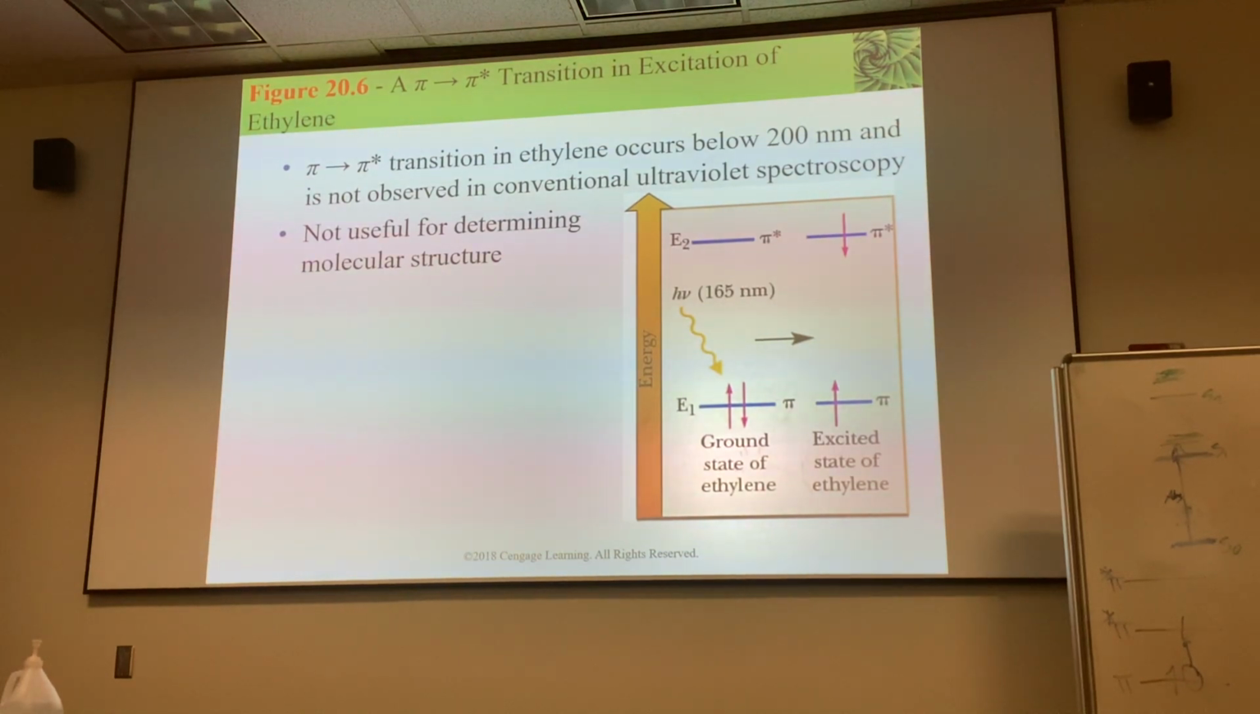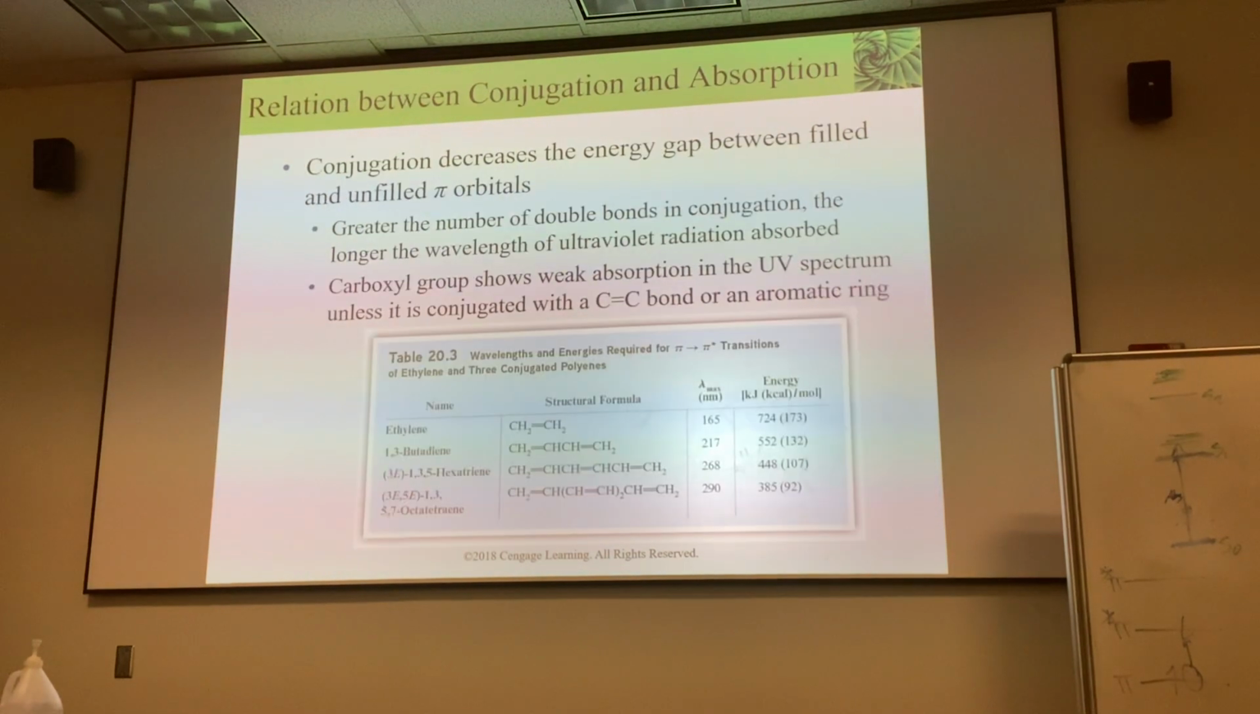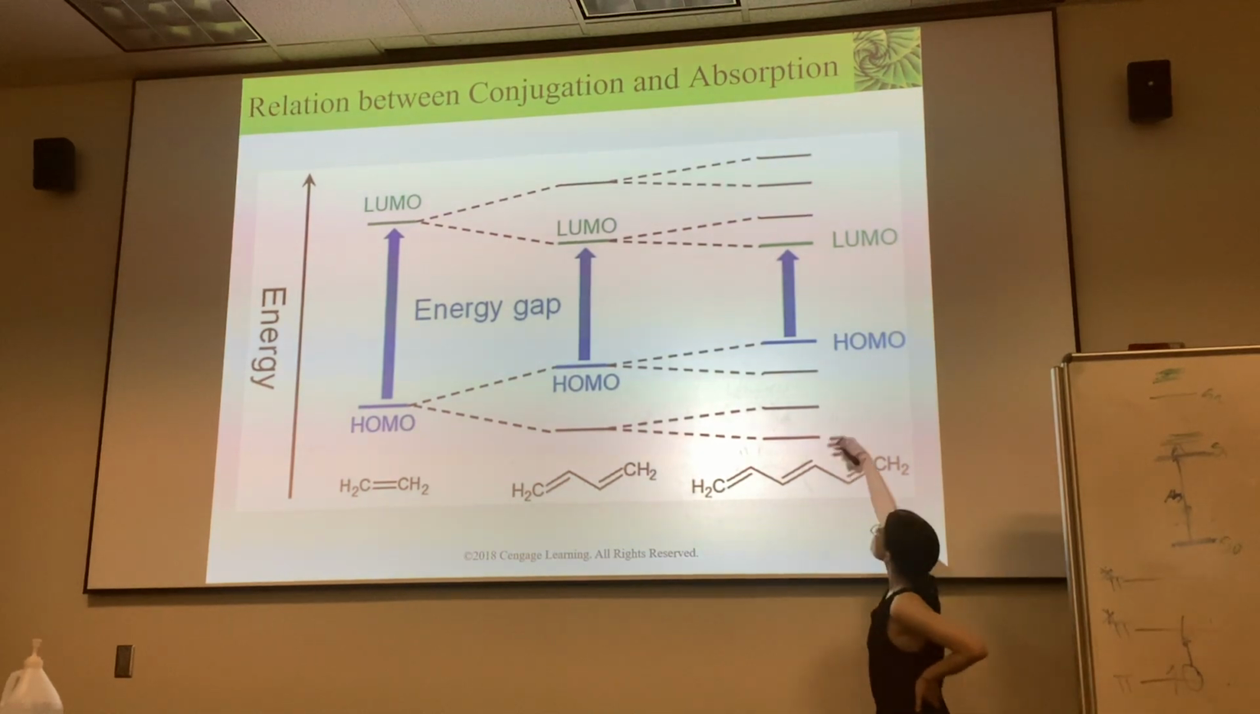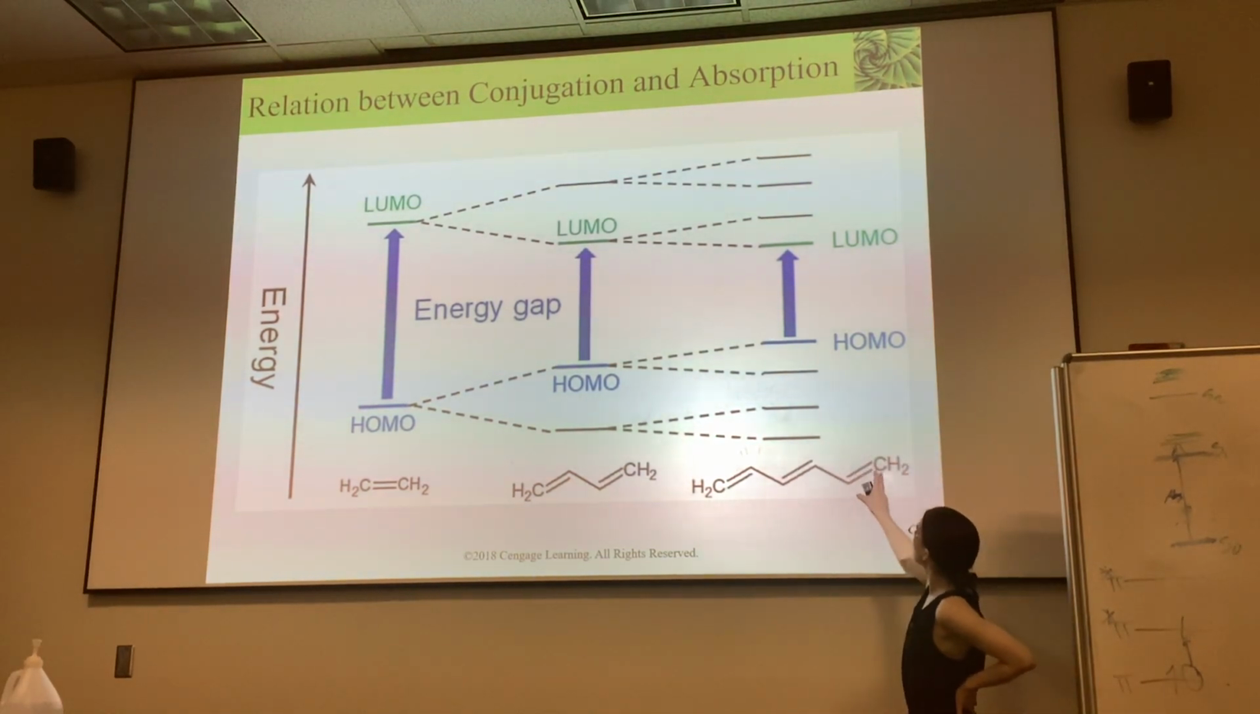That energy gap gets smaller when we have more double bonds. If we just have more double bonds, it'll get a little bit smaller. When we have conjugated double bonds, it gets a whole lot smaller, right? Part of this, we can just sort of see, like, they're showing you because there are more lines.